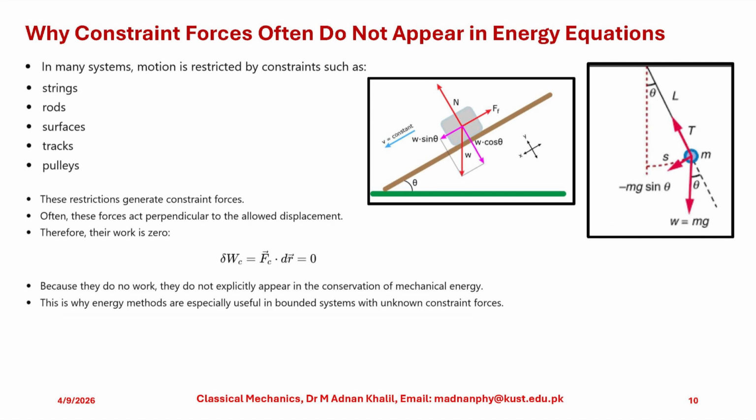Now the constraint forces and their role in the energy description of motion. A constraint means that the motion is restricted. The object is not free to move in every direction. For example, a block on an inclined plane must move along the plane, a pendulum bob must move along the circular arc, and a particle on a track must stay on the track.